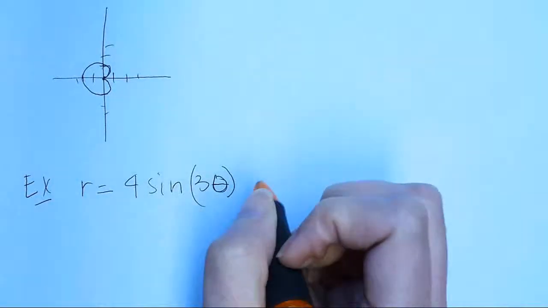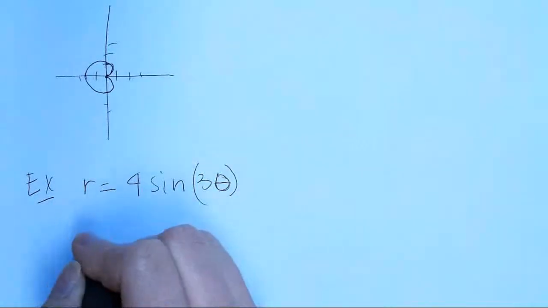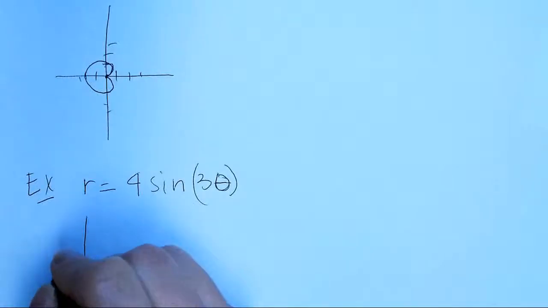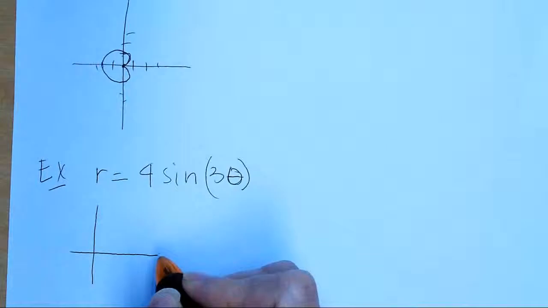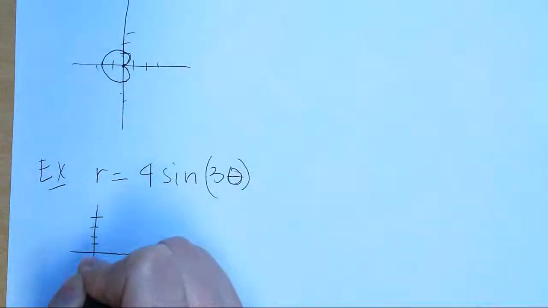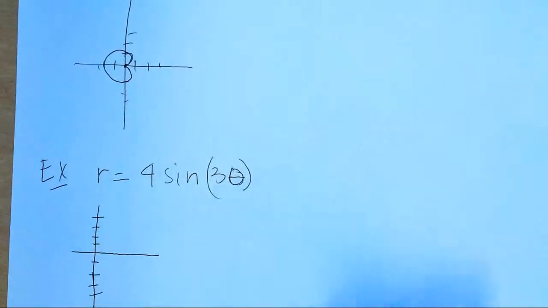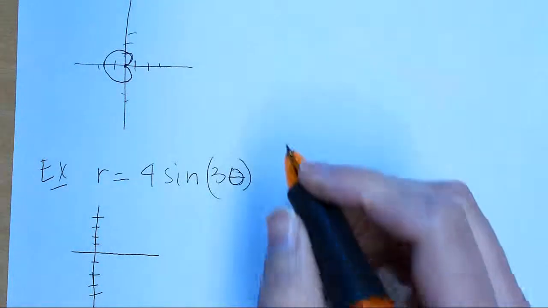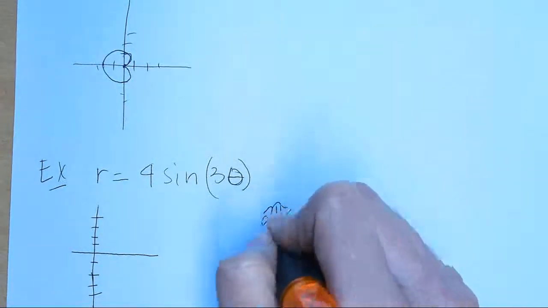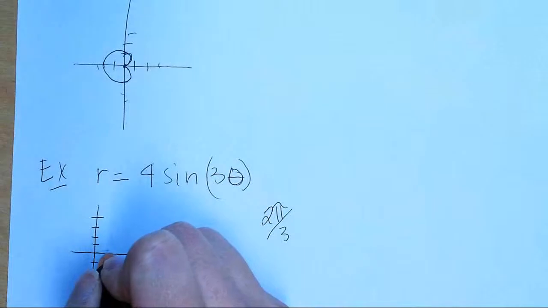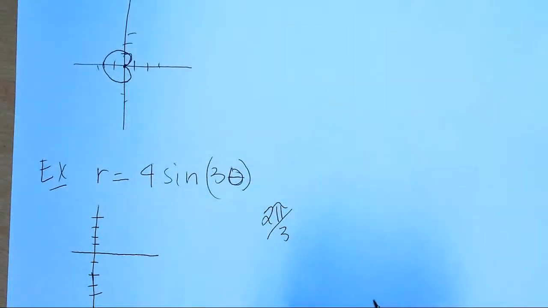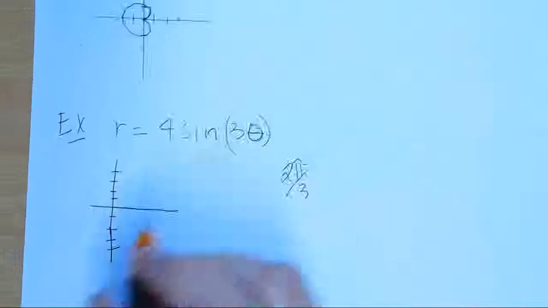Okay, 4 sine 3 theta. What does this look like in Cartesian? Sine 3 theta has period 2 pi over 3. This one is going to be difficult. It's not that bad. Yeah, okay, let's skip that one.